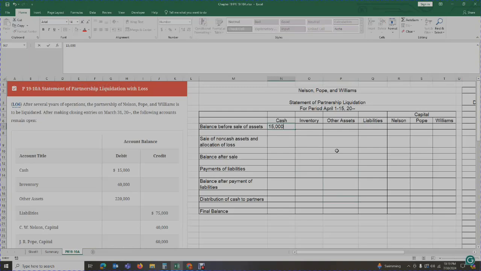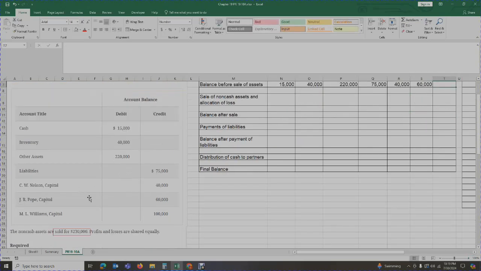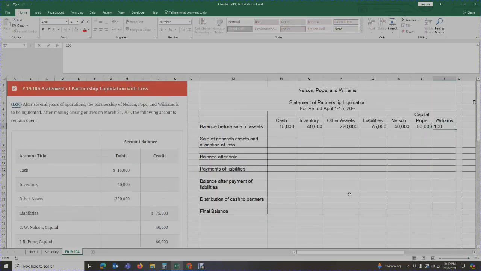I've got 15,000 in cash, 40,000 in inventory, 220,000 in other assets, 75,000 in liabilities, 40,000 in capital for Nelson, 60,000 in capital for Pope, okay? And then we have 100,000 in capital for Williams, okay?